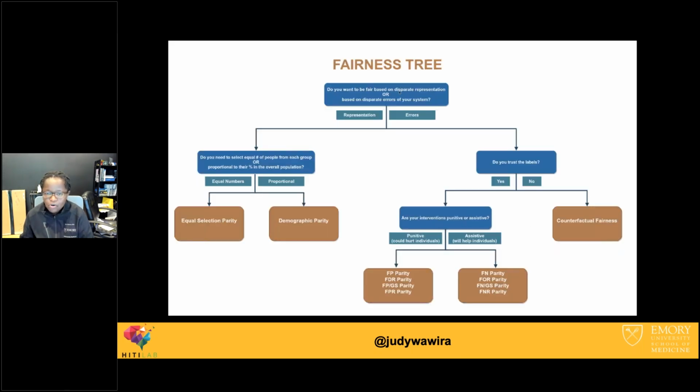And then as you go along, you're going to say, what do I want to optimize for? And now this starts to be very difficult. Are you trying to be interventional or punitive? Could it hurt individuals? Then you should be using this. Could you help individuals? Then you should maybe be using this. Do you trust the labels? We know that it's very expensive to label medical data. If not, then maybe you should figure out how to use counterfactual fairness.